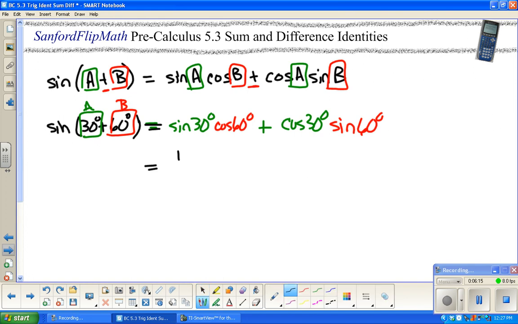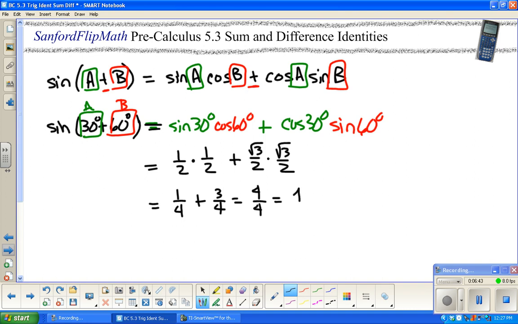The sine of 30 is 1/2. The cosine of 60 is also 1/2. I'm remembering these from the unit circle. The cosine of 30 is the square root of 3 over 2, and the sine of 60 is the square root of 3 over 2. As I simplify, this is going to be 1/4 plus square root of 3 times the square root of 3 is 3, 2 times 2 is 4. All of that added together is 4/4, which is 1. Now I know you're saying to yourself, self, I knew that.